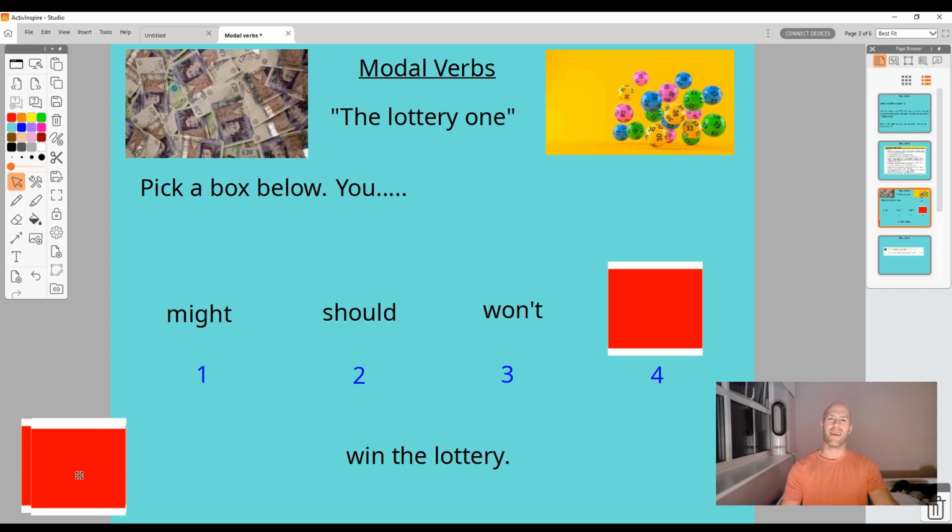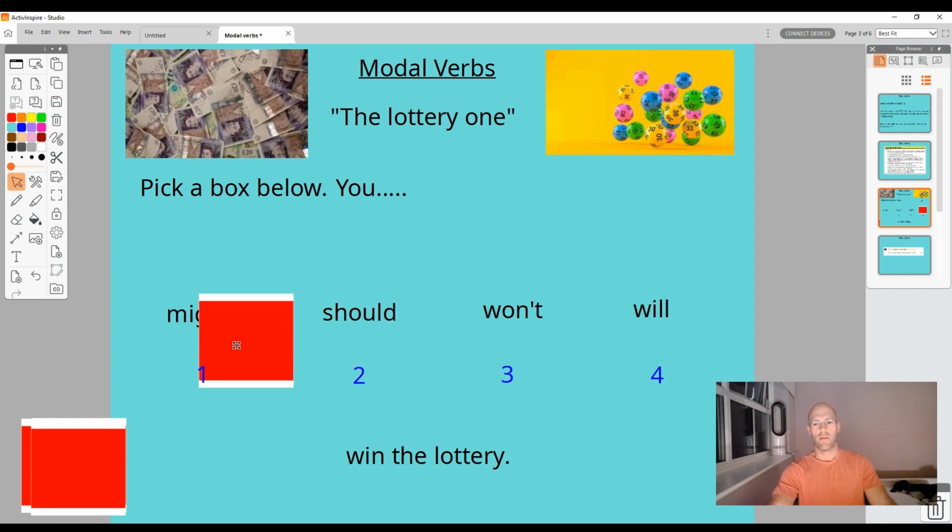3, unfortunately, if you pick 3, you won't win the lottery. I'm going to say that's a guarantee. You won't win the lottery. If anyone does off the back of this, then feel free to come back and talk to me. But you won't win the lottery. And 4, I'm hoping some people pick 4. Well done if you did. You will win the lottery.